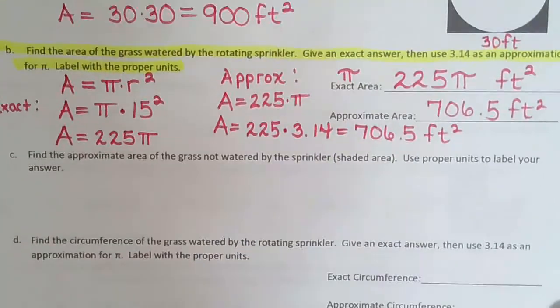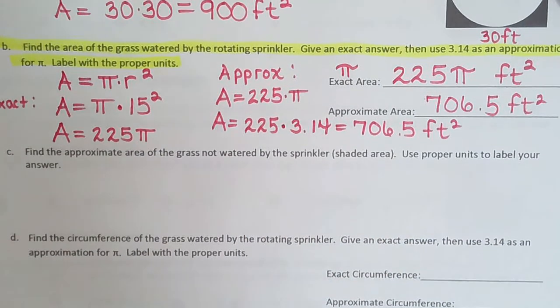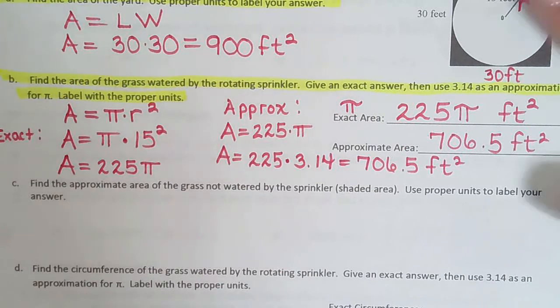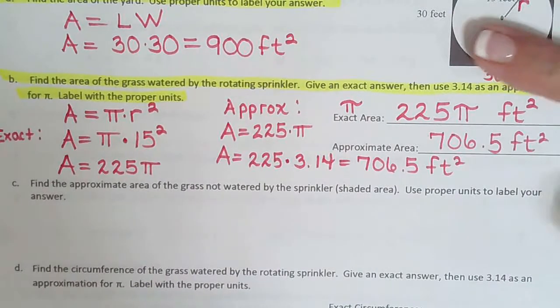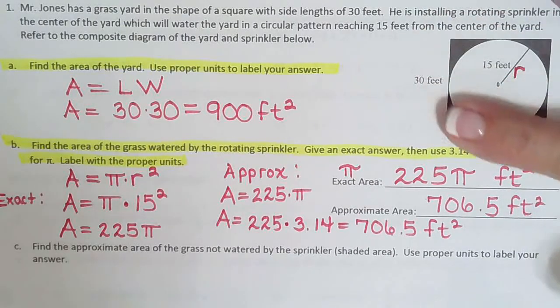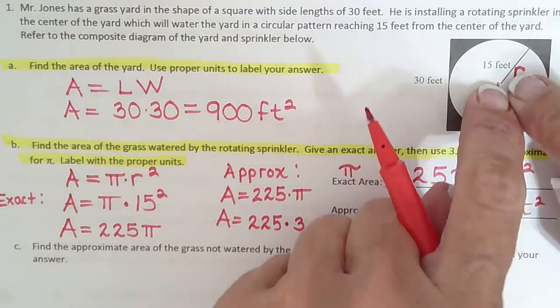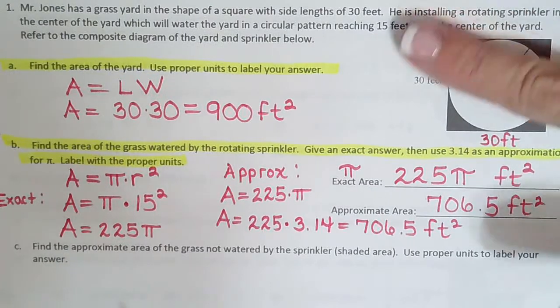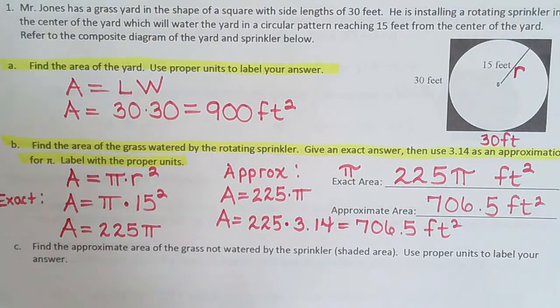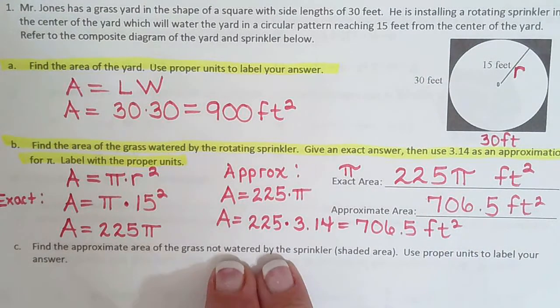Okay, find the approximate area of the grass not watered by the sprinkler. So when we found the area of the yard, does everybody agree it's all of this? The area of the yard is all of this. So if I was going to grass in the yard, it's how much grass would fill up the inside. Then I found the area of the circle. So if I take all of this and pull the circle out, isn't what's left going to be these corners? And isn't that the part not watered?